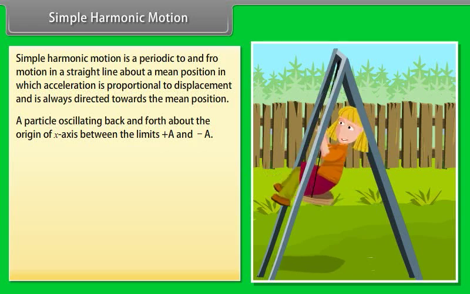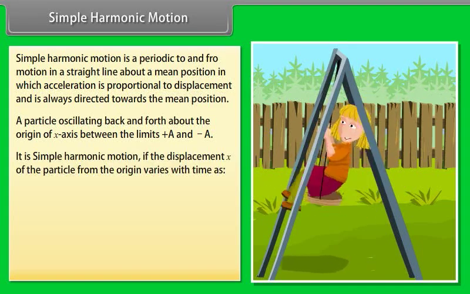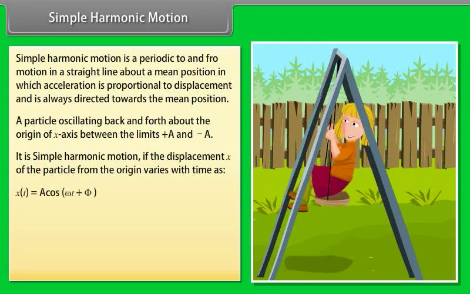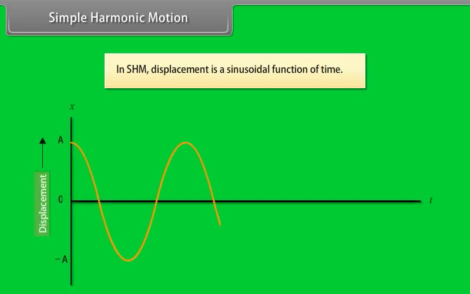Consider a particle oscillating back and forth about the origin of an x-axis between the limits plus A and minus A. It is simple harmonic motion if the displacement x of the particle from the origin varies with time as x(t) equals A cos(ωt plus φ), where A is the amplitude, ω is the angular frequency, φ is the phase constant. In simple harmonic motion, displacement is a sinusoidal function of time.